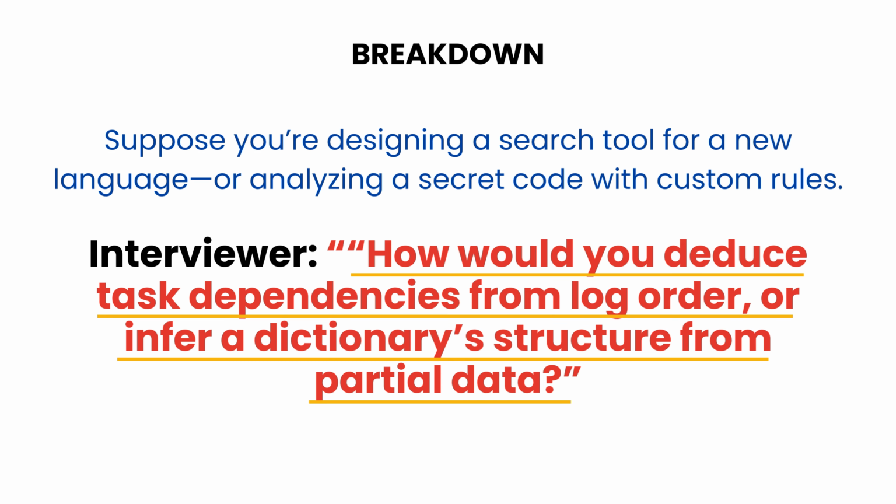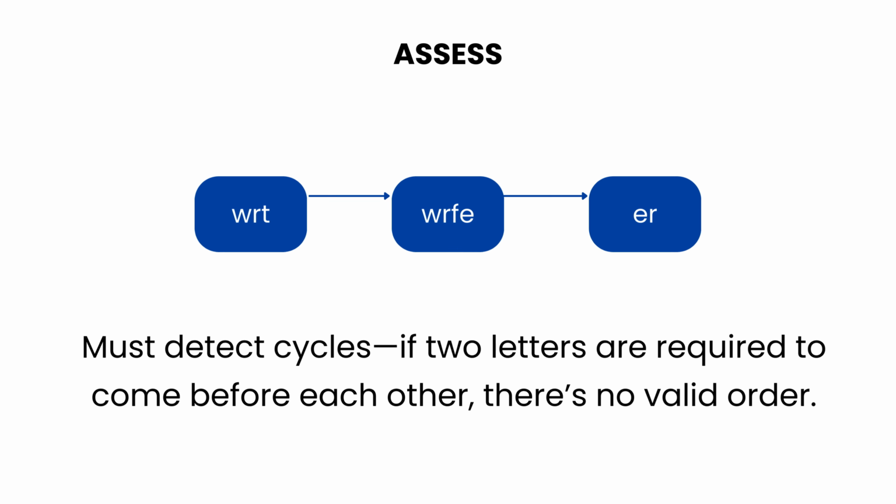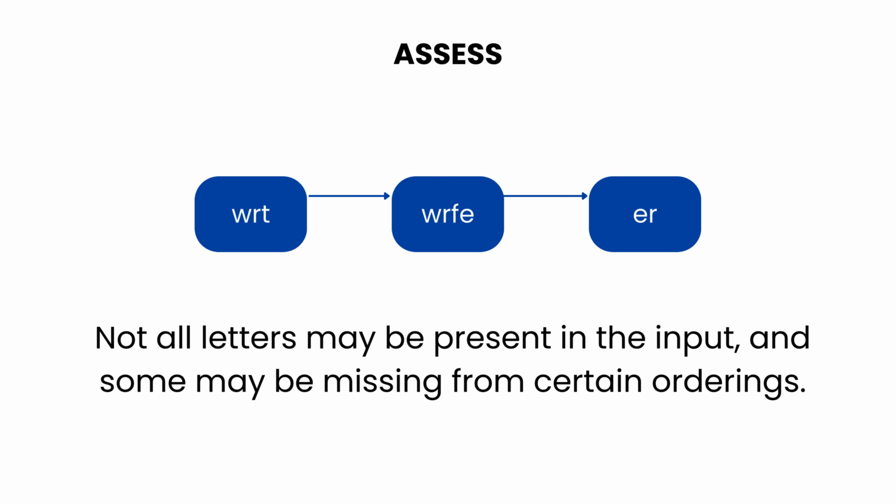An interviewer might ask, how would you deduce task dependencies from log order, or infer a dictionary structure from partial data? What's tricky? You need to infer order constraints between letters by comparing adjacent words. Must detect cycles. If two letters are required to come before each other, there's no valid order. Not all letters may be present in the input, and some may be missing from certain orderings.